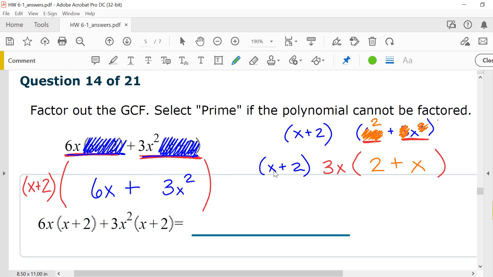I don't know which one. These are the same, obviously. I don't know which one Connect Math wants.